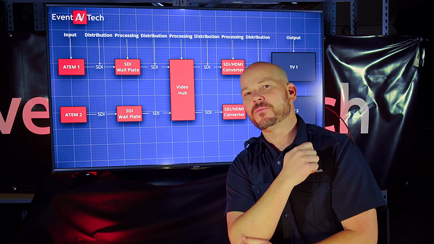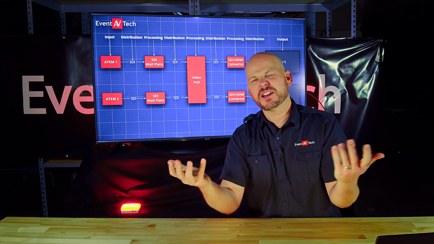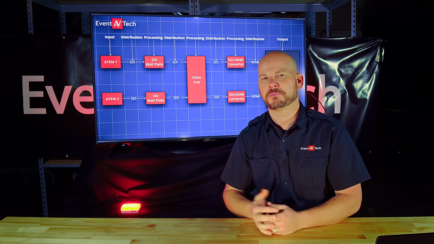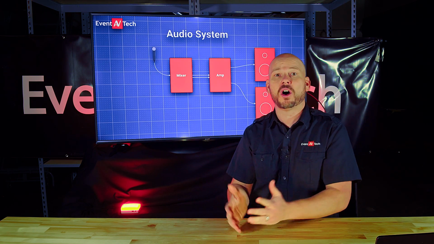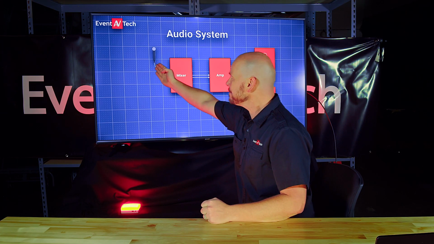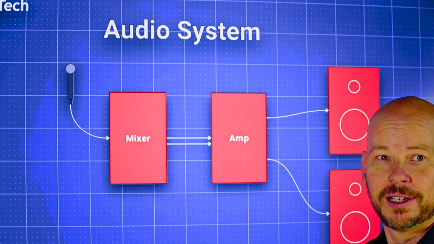Now that is a video system. Kind of complicated, but still fairly simple. Let's take another simple look at a really basic audio system. Our input is a microphone. Unfortunately for you, you have to hear my voice, and it's in a microphone. So that's the input for audio.